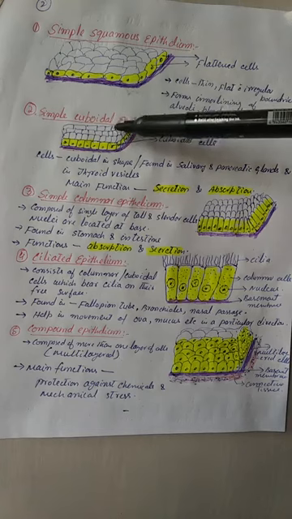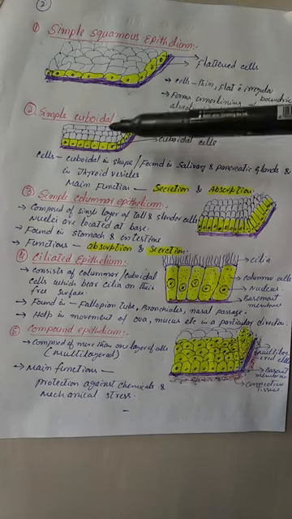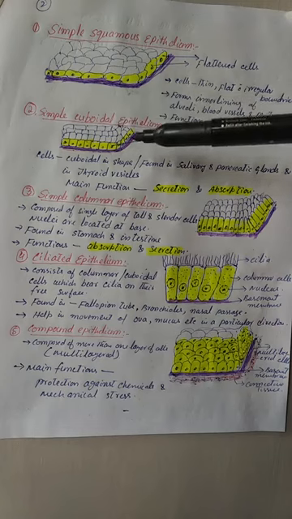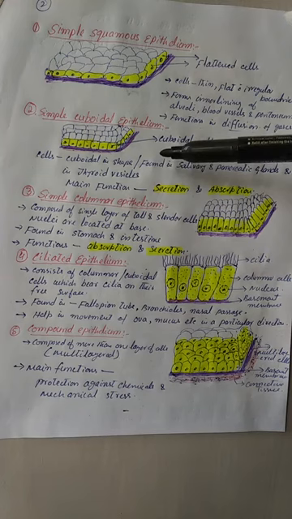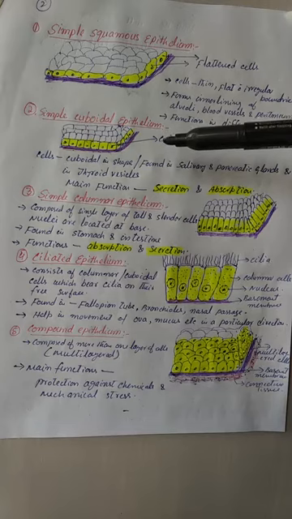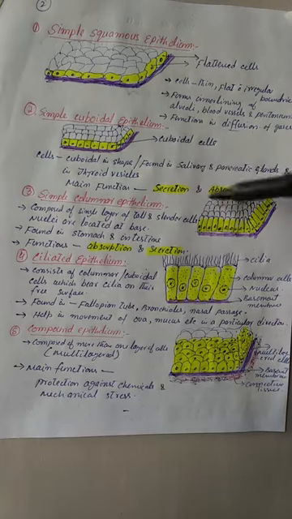After it, the second type of simple epithelium is simple cuboidal epithelium. As the name suggests, its cells are cuboidal in shape. That is, the cells appear cubical in vertical section. It is found in small ducts of salivary glands and pancreas and in the thyroid vesicles also. Its main functions are secretion and absorption.